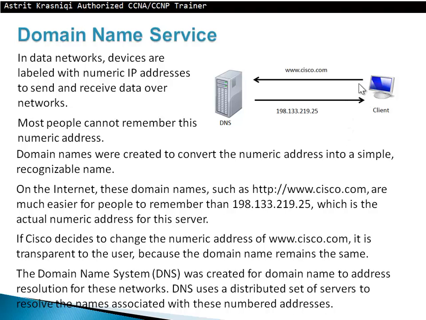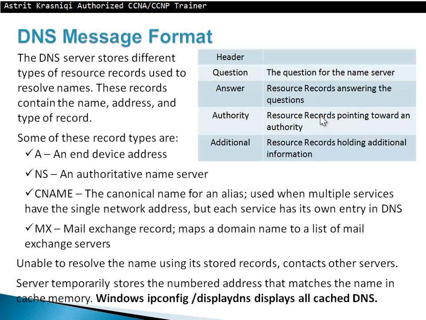So client, if a user wants to access www.cisco.com, the client will send a request to the DNS server. It will say, okay, I need that to be resolved for me. And the DNS server is going to resolve that to an IP address for the client.